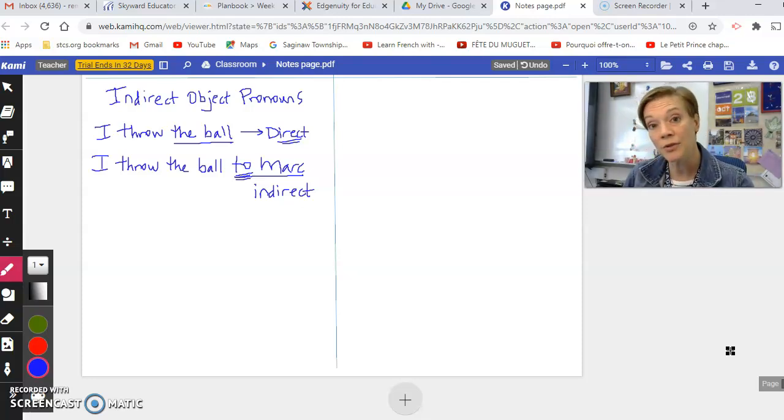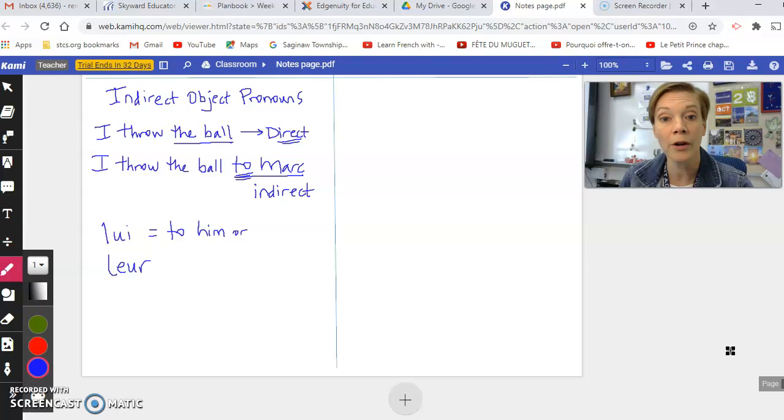If we have an indirect object, the indirect object pronouns, and there are only two of them, which is nice and easy, are going to be lui and leur. Lui means to him or to her. Isn't that nice? Finally, there's something where we don't have to distinguish between masculine and feminine. It's both, to him or to her. And leur means to them. So basically, we're just talking about singular objects or plural objects.